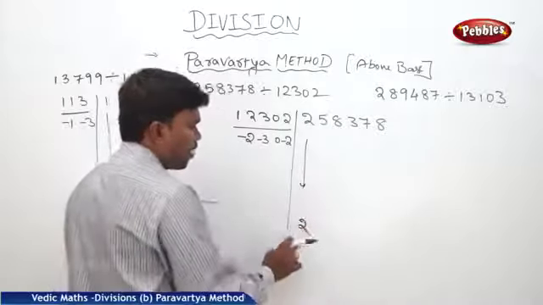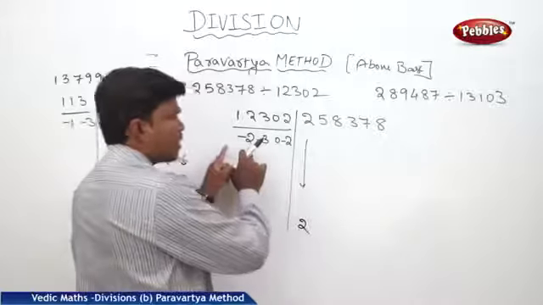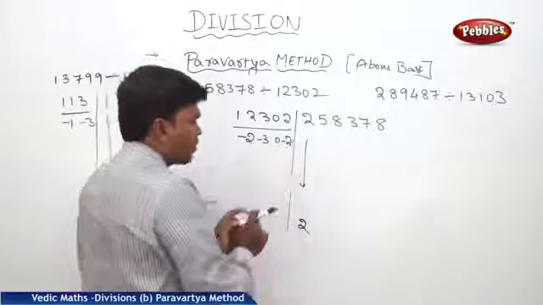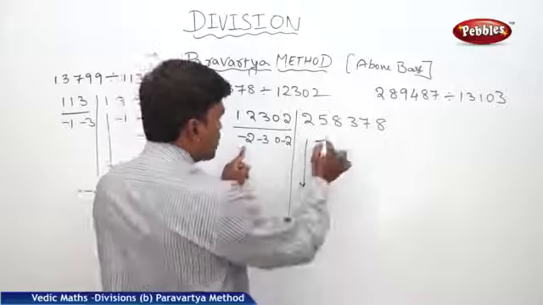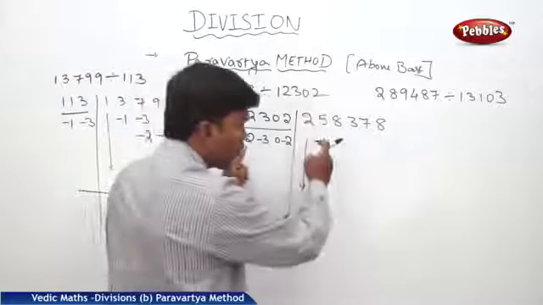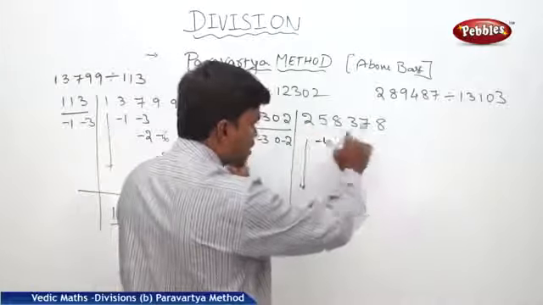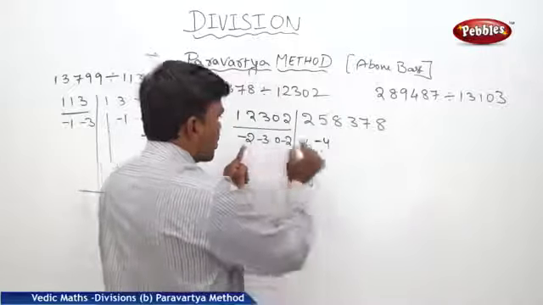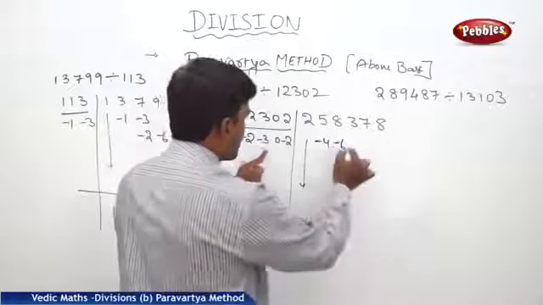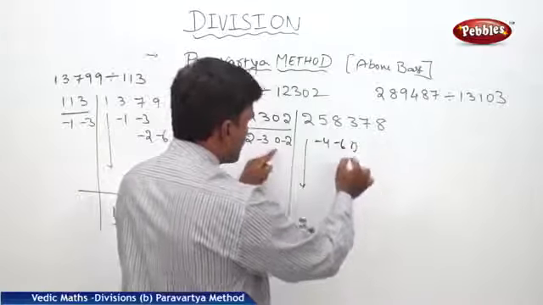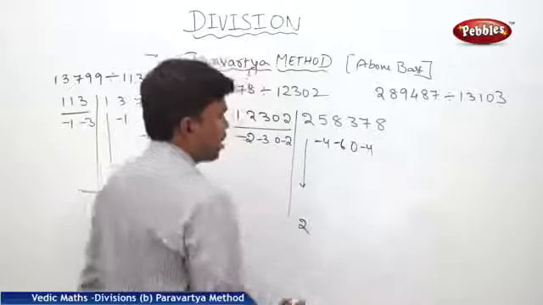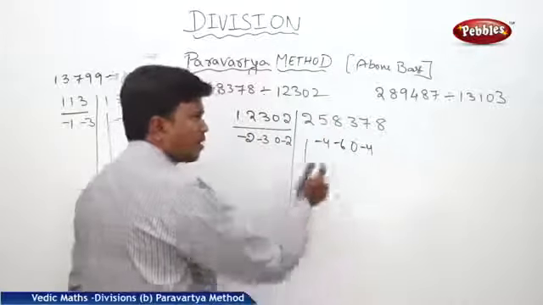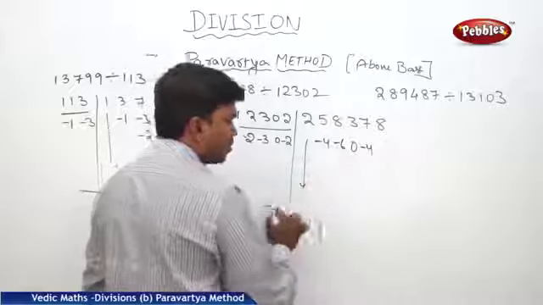Now the first digit should be multiplied with the negative complements here. So 2 into minus 2, minus 4, starting with the second row, second column. 2 into minus 2, minus 4, 2 into minus 3, minus 6, 2 into 0, 0, 2 into minus 2, minus 4. Done. Now solve only the second column, that is 5 minus 4, 1.